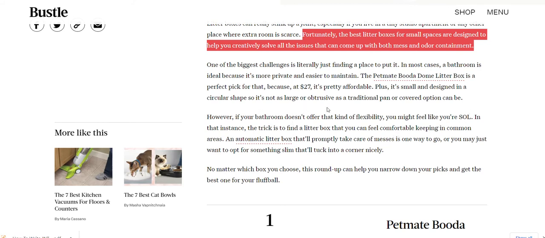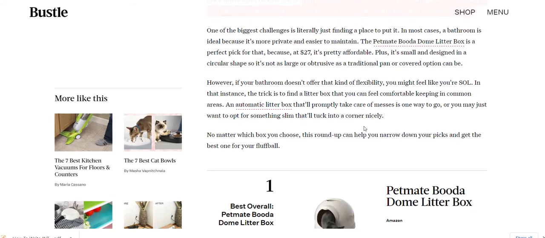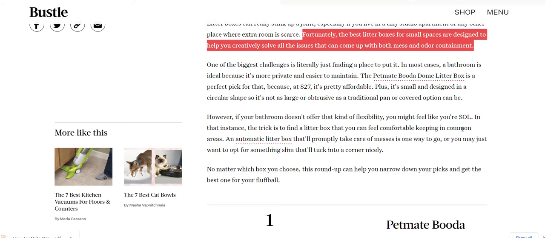So if your bathroom doesn't have the right shape, there is a backup. There's still a solution. You just have to look at other factors. So the trick is to find a litter box that you can keep in common areas.